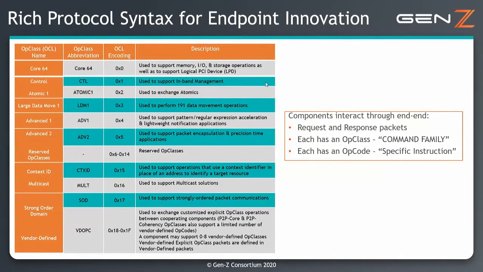So I talked earlier about opclasses, and Gen Z has the concept of a command family, and Gen Z calls this an opclass. This diagram shows the different families of commands available in Gen Z. The Core 64 is the basic set of commands for a fabric-based Gen Z topology, which with this opclass is required. Others are optional and negotiated between requesters and responders. The following slides touch on each of these optional opclasses.